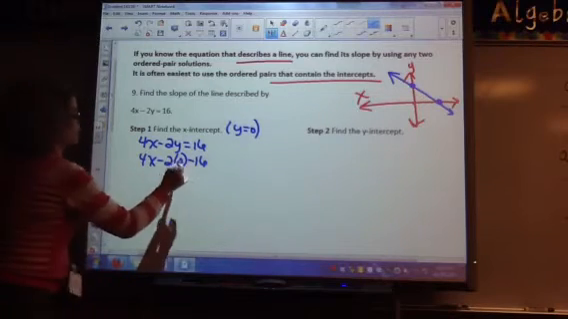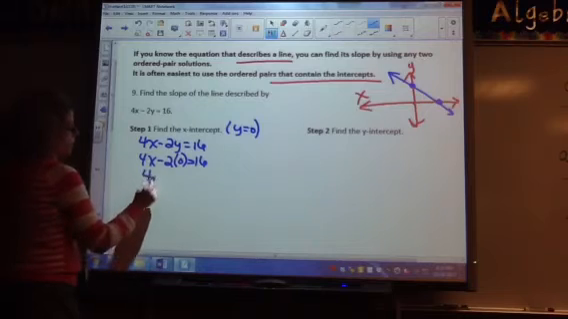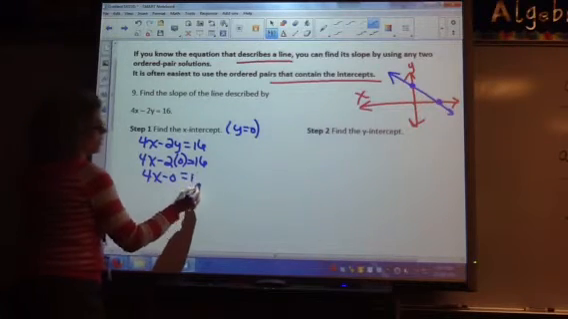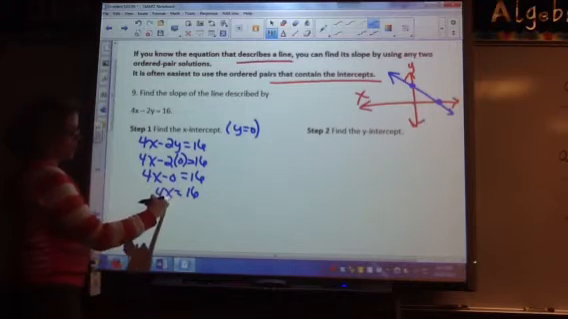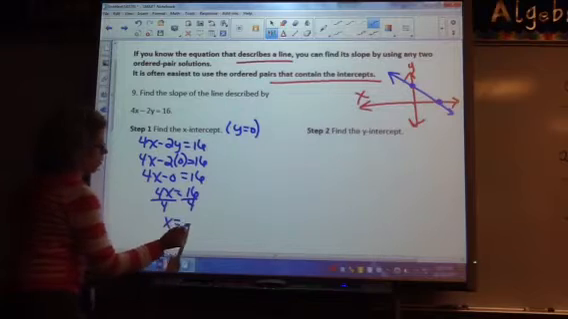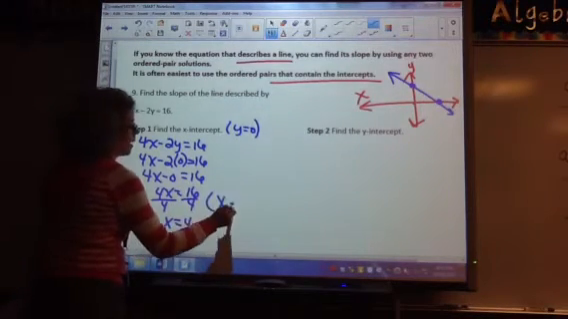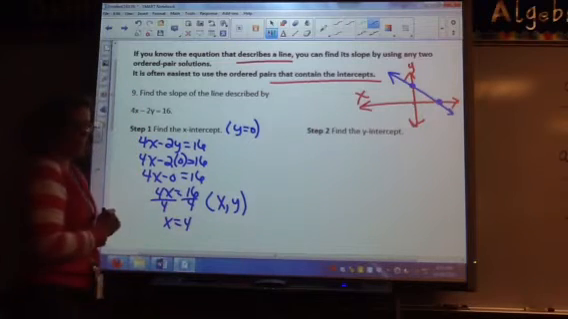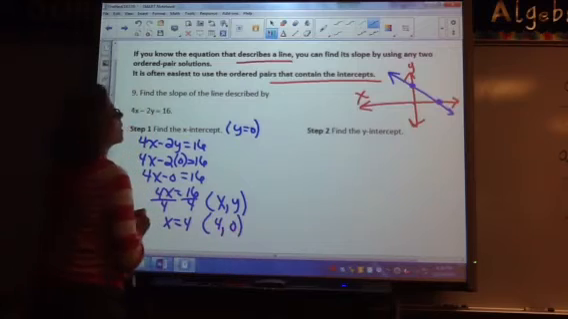Now we're going to follow order of operations here. We multiply, so I have 4x minus 0 equals 16, so that's 4x on the left side. I'm trying to solve for x, divide by 4, so x equals 4. For this point here, remember when you label a point or a relation or an ordered pair, it's x, y. My x is 4, my y is 0.